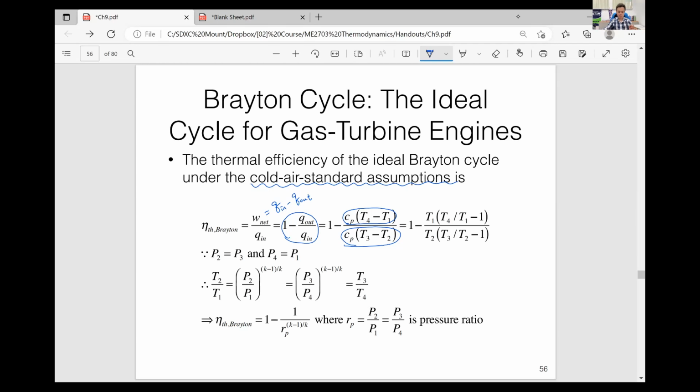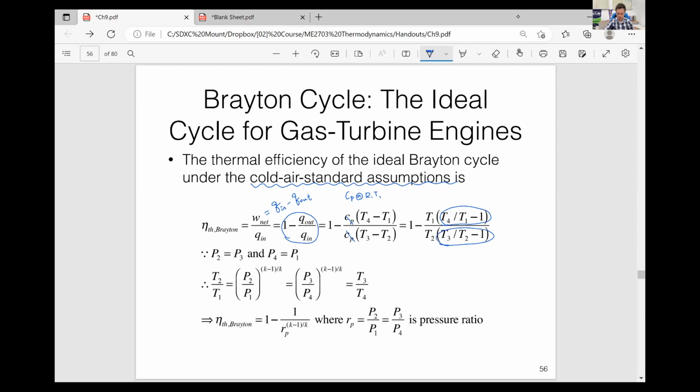Okay, so the specific heats are evaluated or determined at room temperature. So Cp is a constant at room temperature. In this case, we can cancel Cp. Then we move T1 out here and T2 out here, just like what we did for the Otto cycle. Then we need to see what this is and what this is.